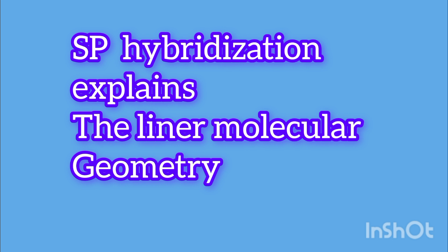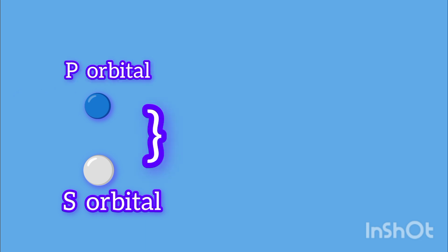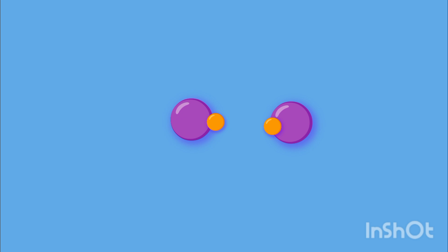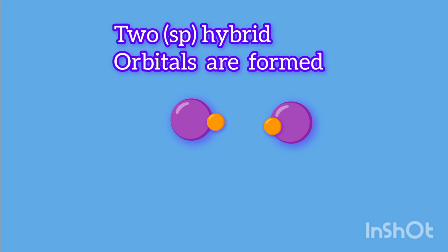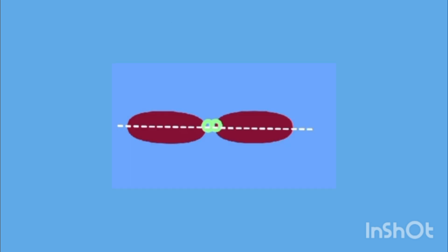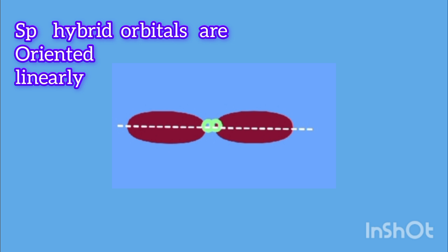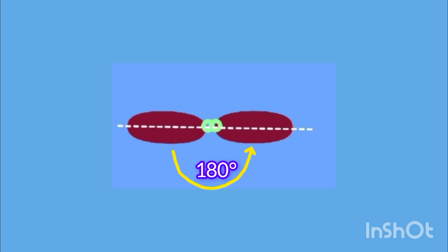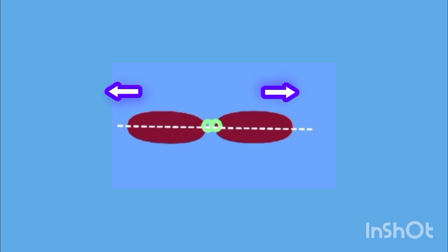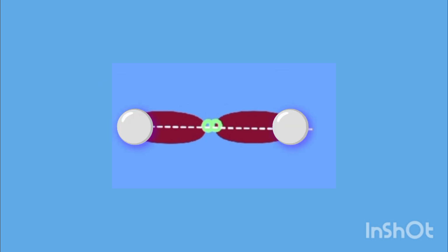sp hybridization is suggested to explain the linear molecular geometry. In this hybridization, the s orbital and 1 p orbital combine to form 2 hybrid orbitals. These hybrid orbitals are oriented linearly at 180 degrees to each other with 2 larger lobes pointing in opposite directions along a single axis. This allows a linear molecular geometry.